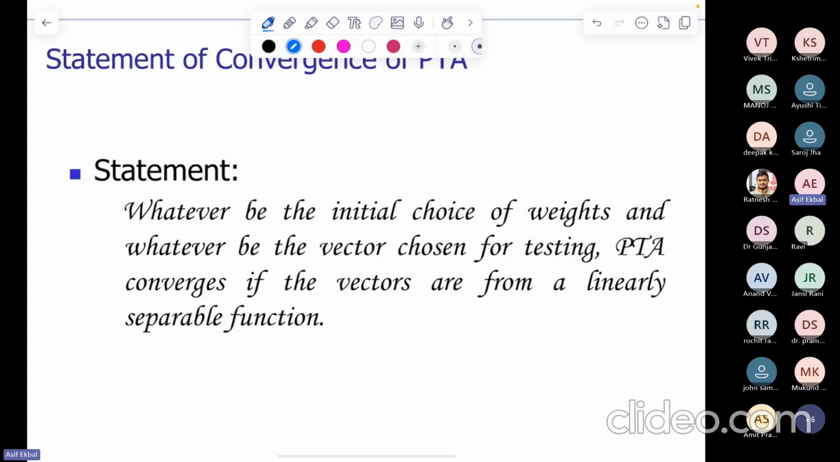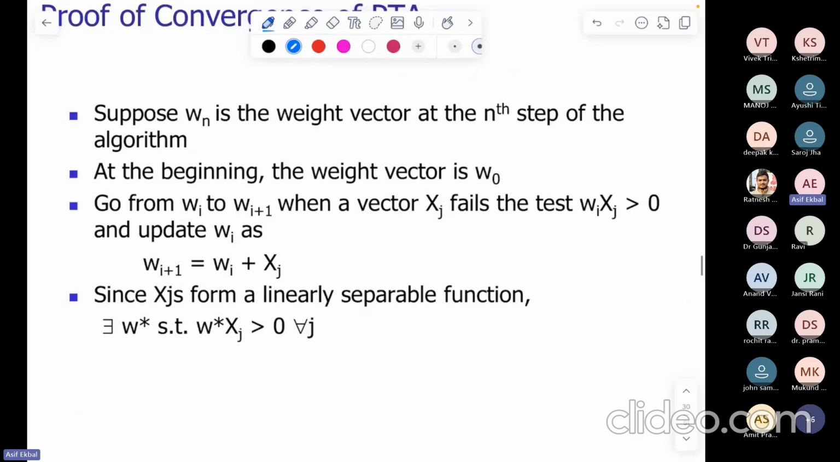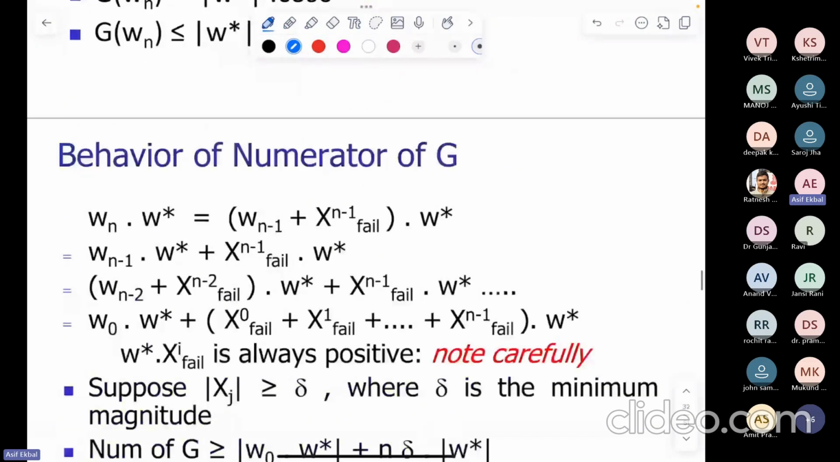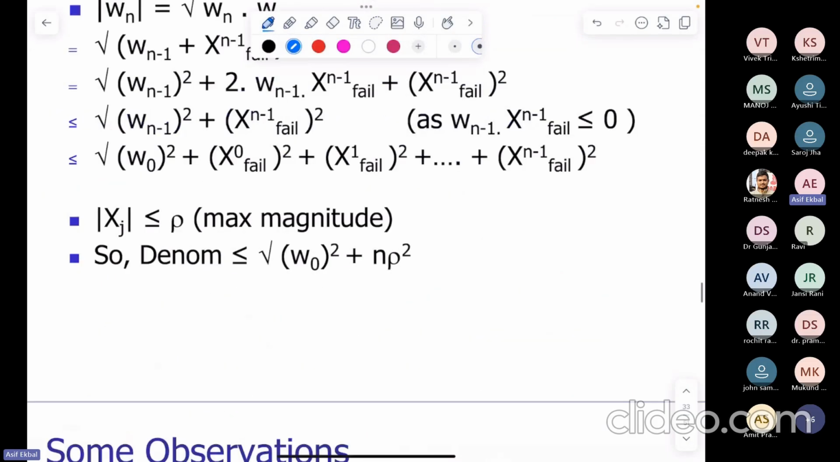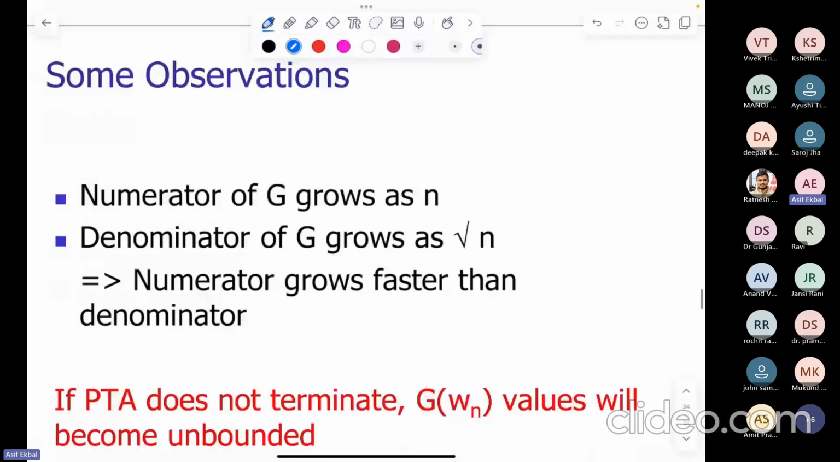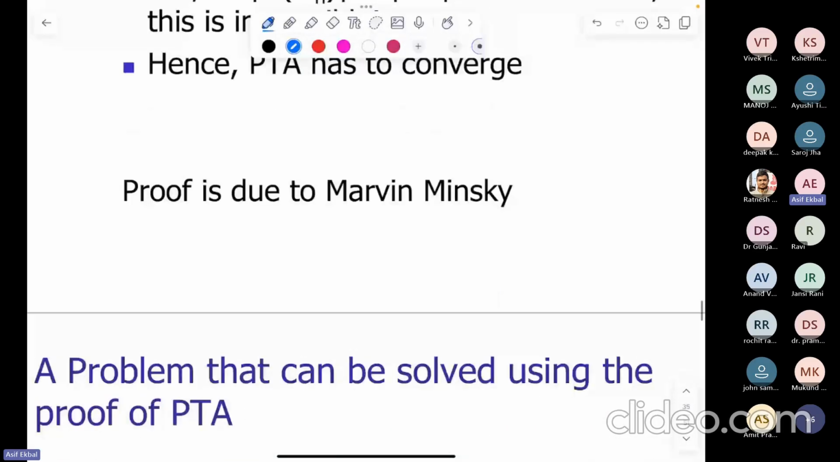You can set any values, whatever way you want. You can set 0.5, 0.5, 0.4, any combination. Whatever may be the initial choice of the weights, and whatever input vectors you are choosing for testing, the perceptron training converges if all the input vectors are from a linearly separable function. This is very important. Okay, so you have to see that. This is the proof of that. I am not going into details, but if you are interested, I can tell you how it works. But this is basically due to Marvin Minsky.